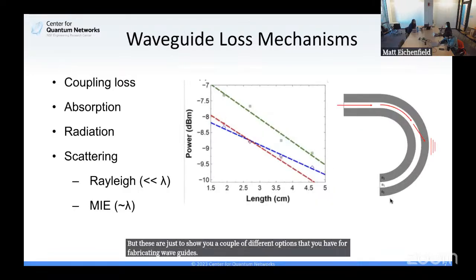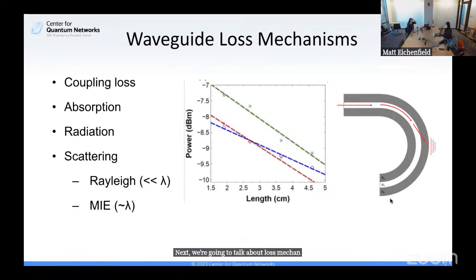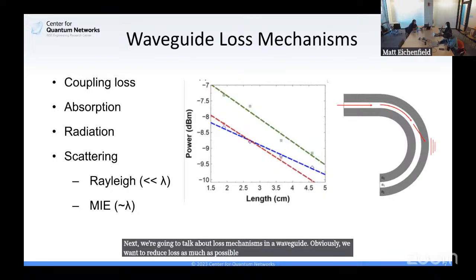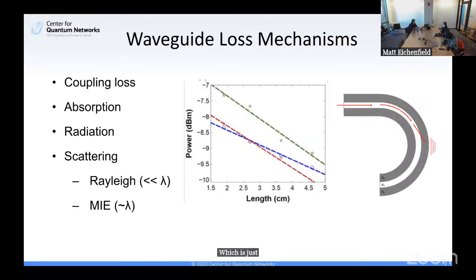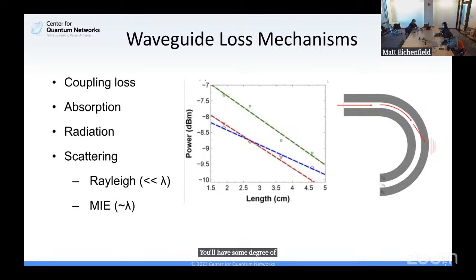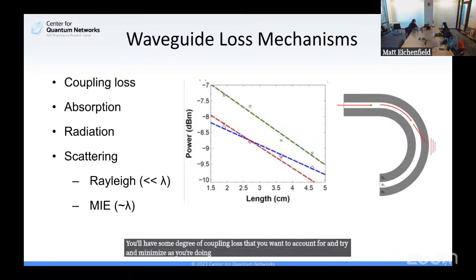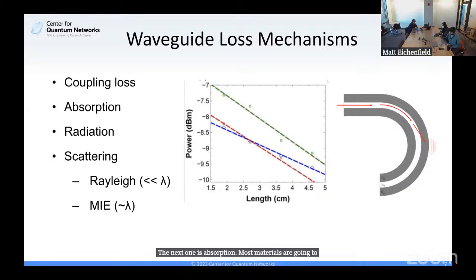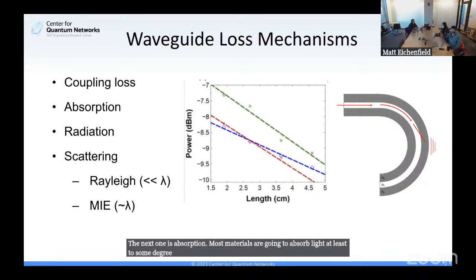Next, we're going to talk about loss mechanisms in a waveguide. Obviously, we want to reduce loss as much as possible. So there are a couple of ways that we're getting that. The first one is coupling loss, which is just if you're going from a fiber to a chip, or if you're going from different devices on your chip, you'll have some degree of coupling loss that you want to account for and try and minimize as you're doing your designs and fabrications. The next one is absorption. Most materials are going to absorb light at least to some degree. So the longer path lengths you have on your chips, the more absorption you'll have.